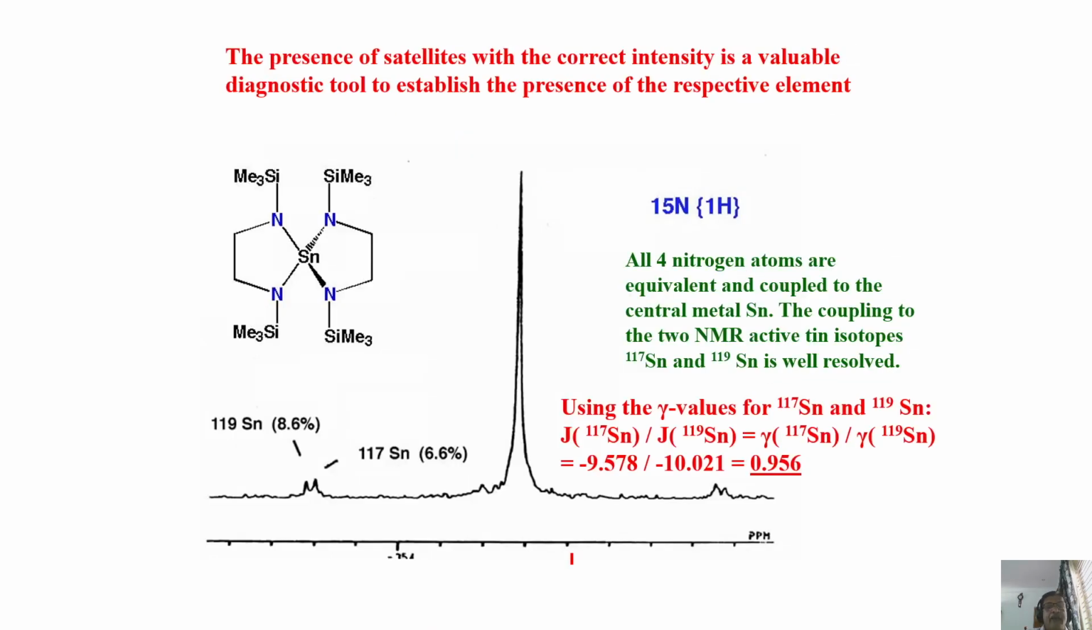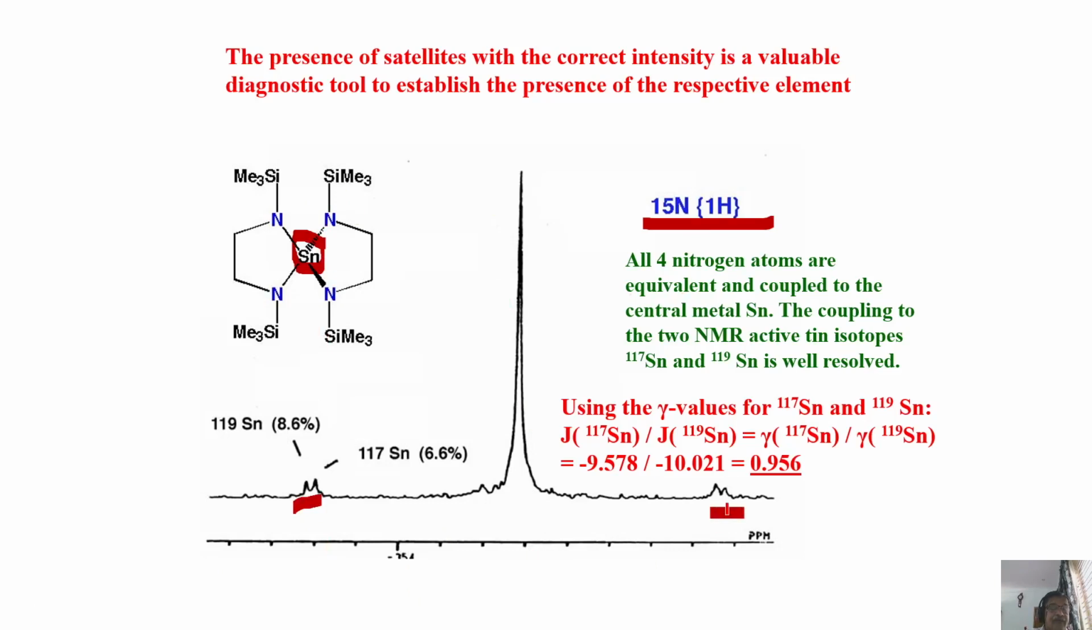Okay, and especially in this case, this is a fantastic example. There are 4 nitrogens attached to tin here. All 4 are equivalent. If we do nitrogen-15 NMR with proton decoupling, 4 nitrogens are there, all equivalent, so its sensitivity is much better. No problem. But you see the 2 small lines you see here.